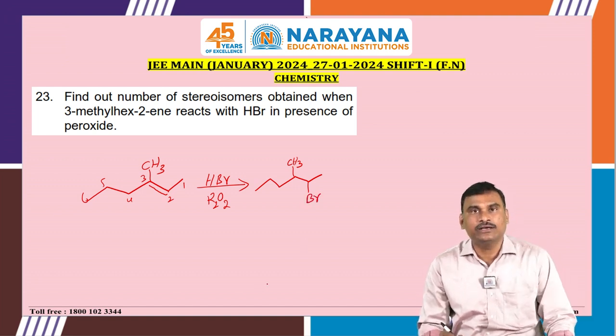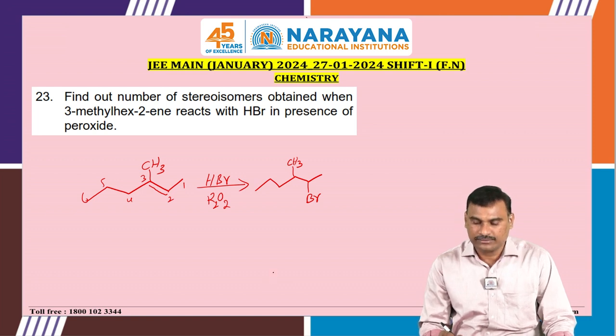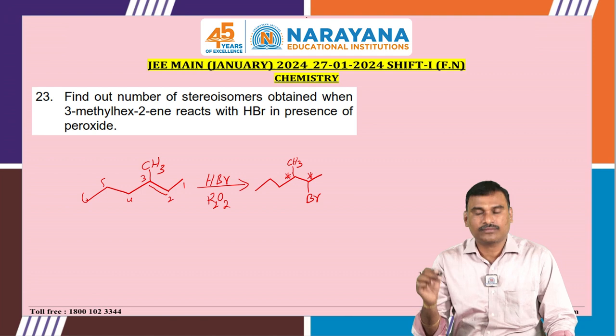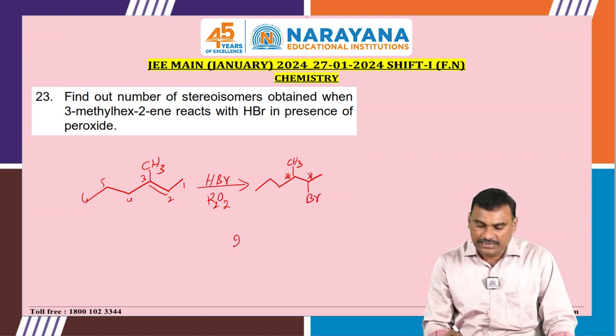Hydrogen adds at the more substituted double-bonded carbon. Therefore, the answer is 2-bromo-3-methylhexane. It has 2 chiral centers. Therefore, the number of chiral centers is 2.